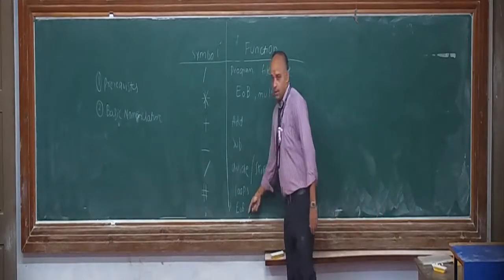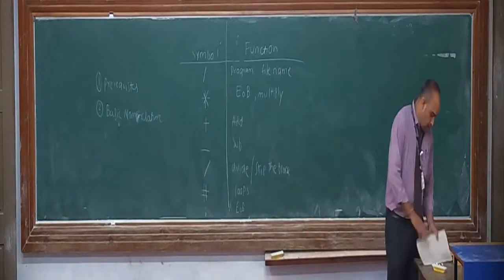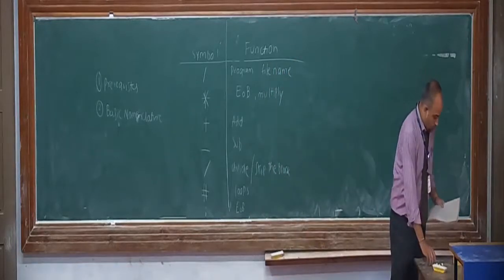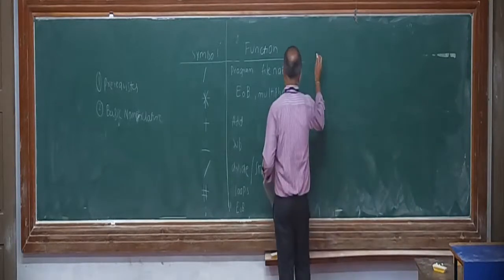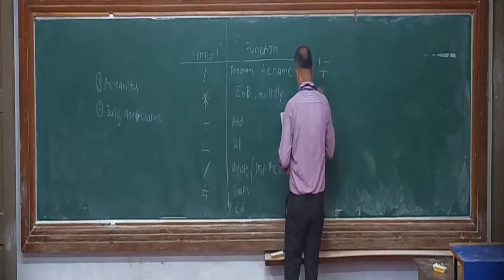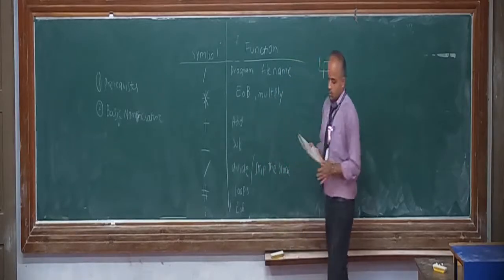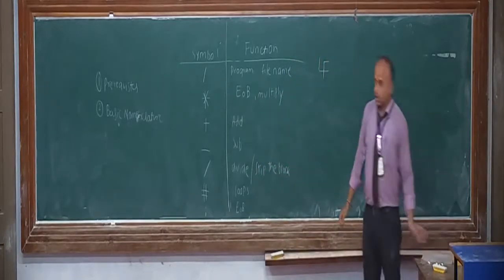Then the next one is the end of block. So these are the standard symbols. There is one more symbol, and the end of block is also written like this. This is also end of block. So with this, we'll conclude today's class.